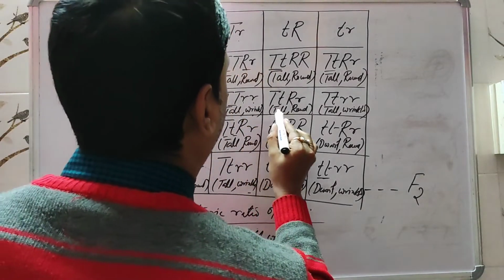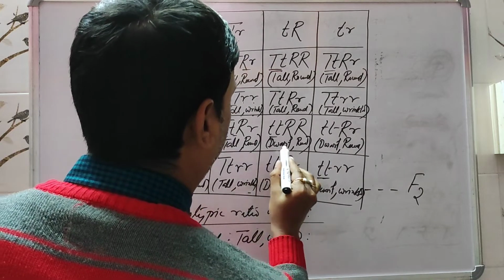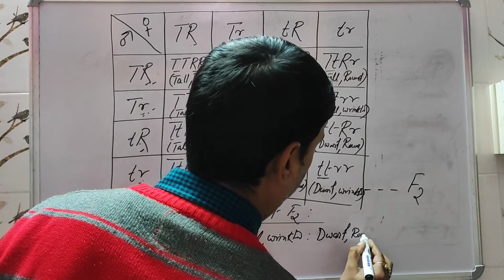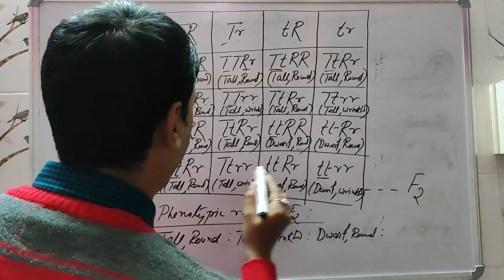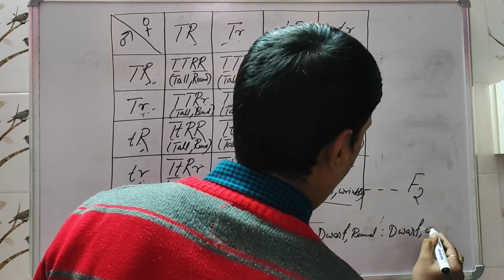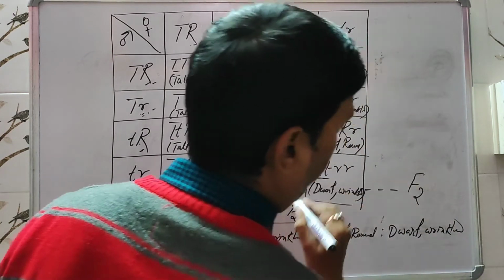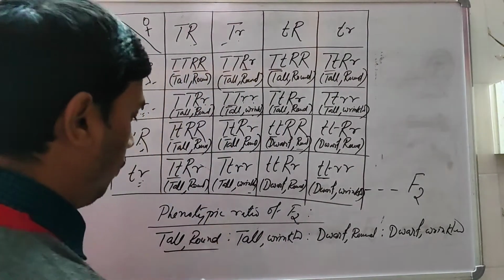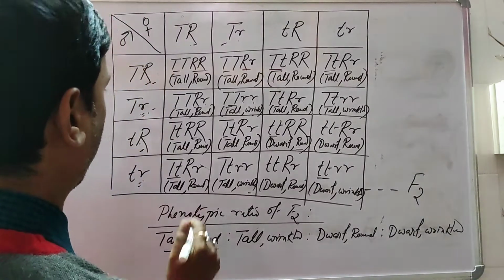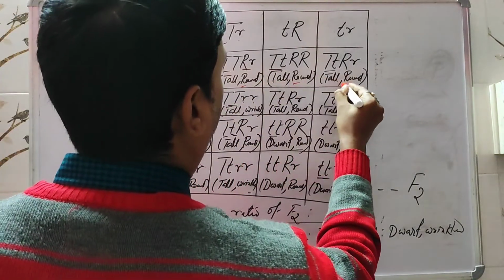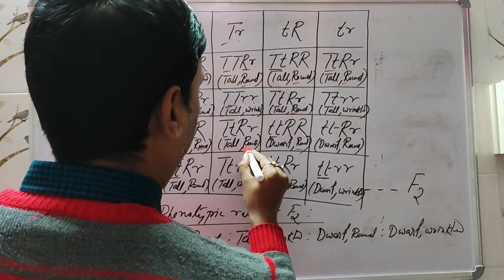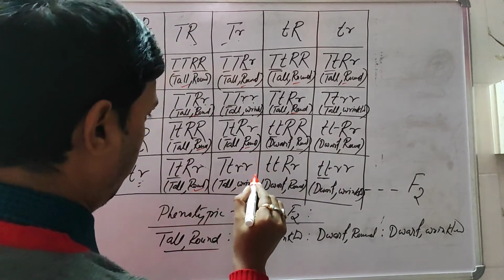Then similarly go and check. Okay, dwarf, round, that's also new. Dwarf, round. Then again you go thoroughly, and the other type I got is dwarf and wrinkled. So tall, round. How many tall, round plants did I actually obtain in F2? So you have to count tall, round. 1, 2, 3, 4, 5, 6, 7, 8, 9. Okay, so 9.